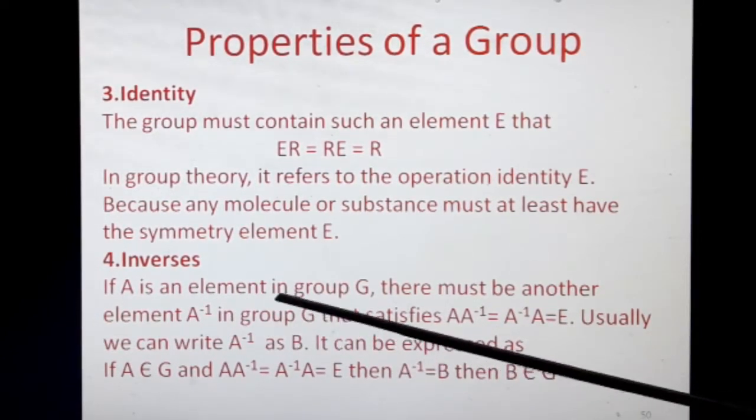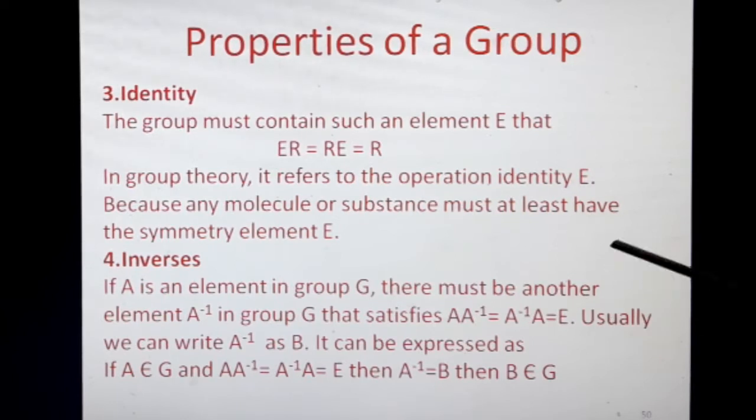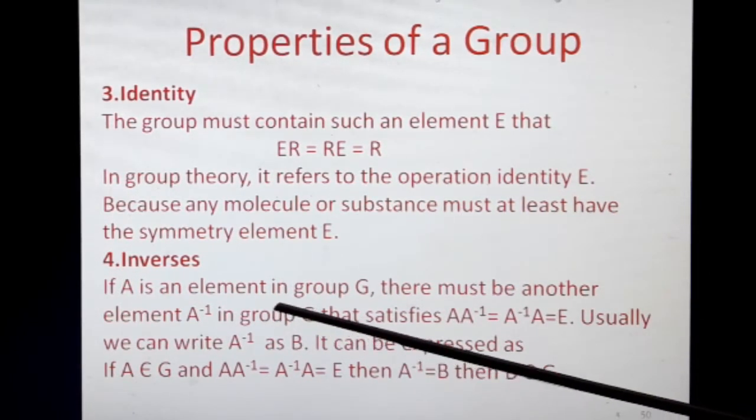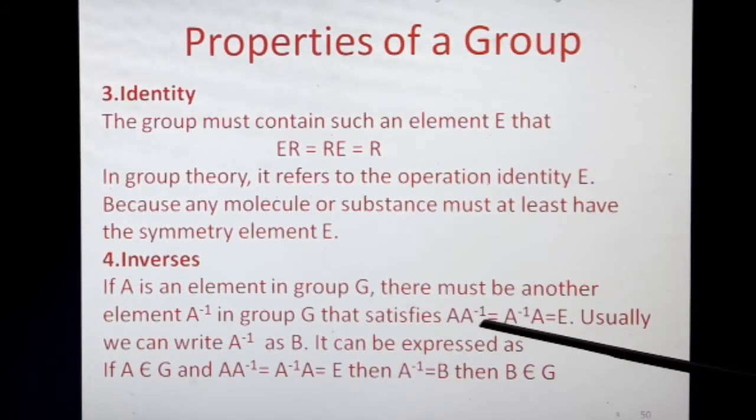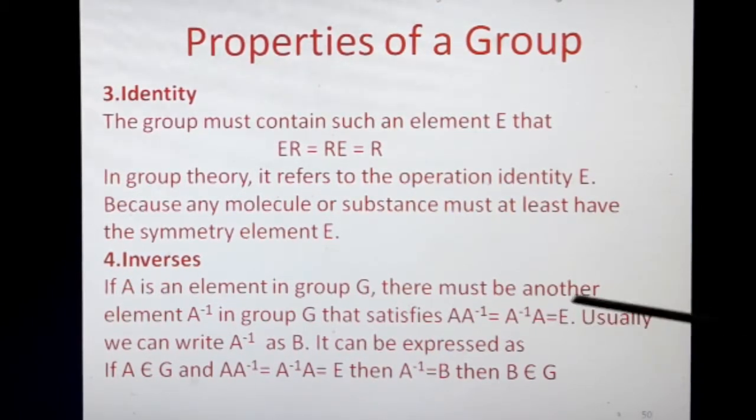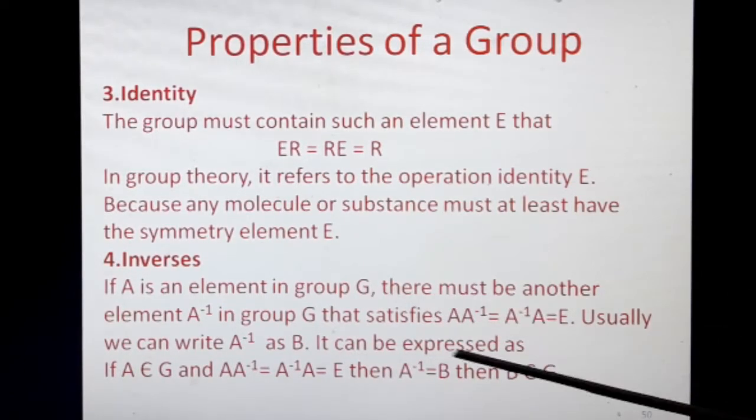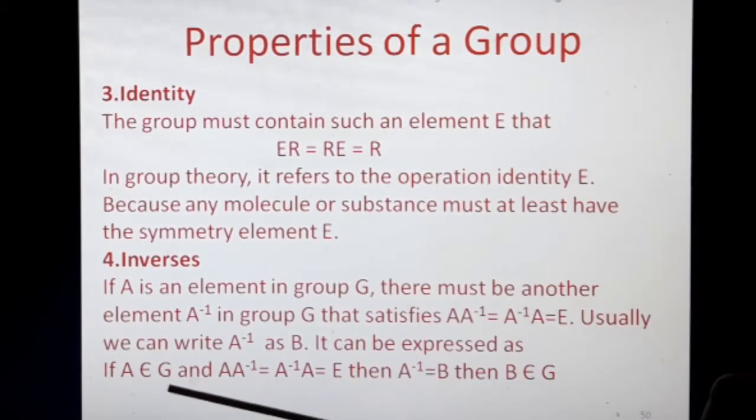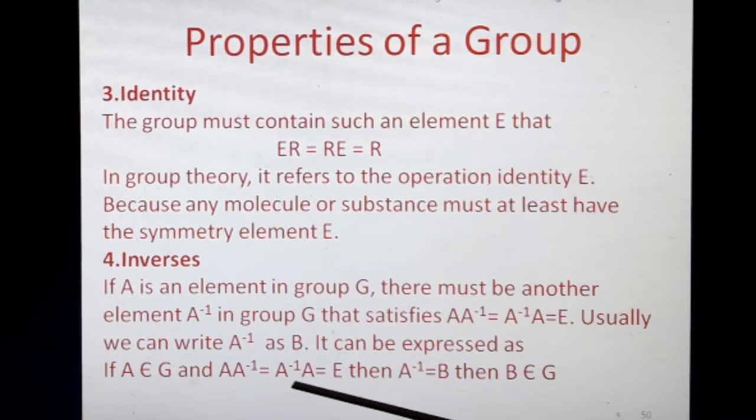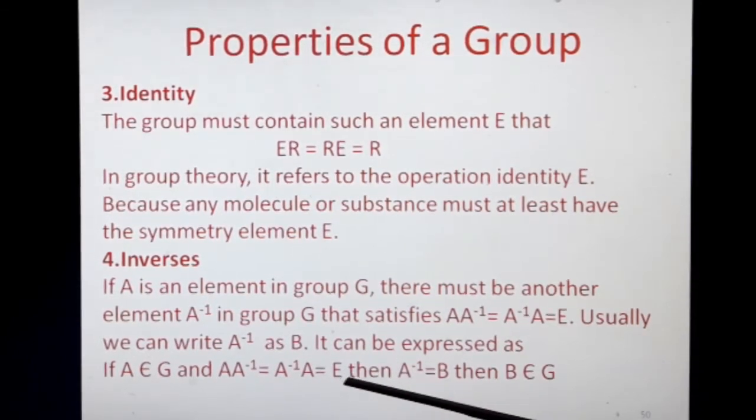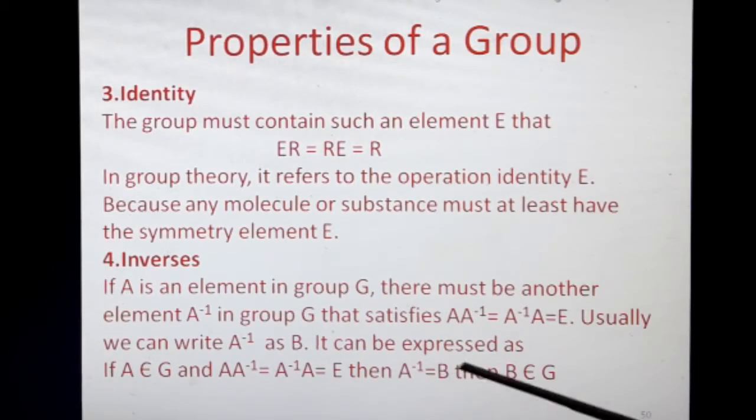If A is an element in the group G, there must be another element, A inverse, in group G that satisfies the condition A inverse A = A A inverse = E. Usually we can write A inverse as B. It can be expressed as: if A belongs to G and A inverse A = A A inverse = E, then A inverse, B, must belong to G.